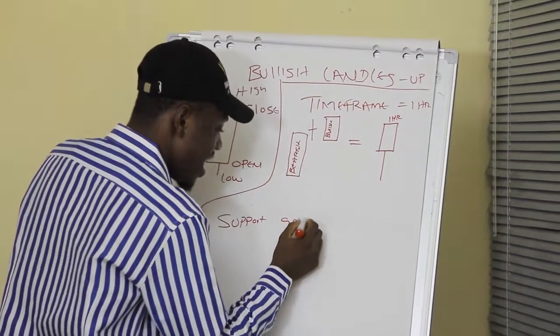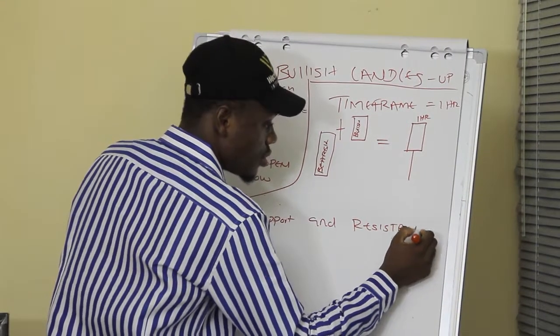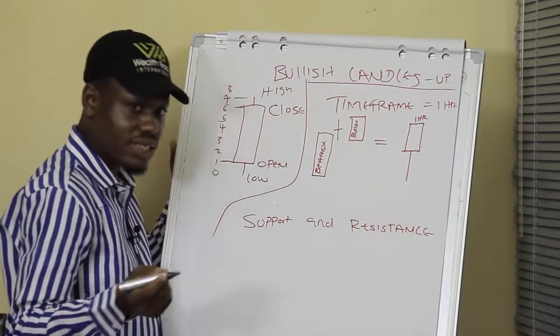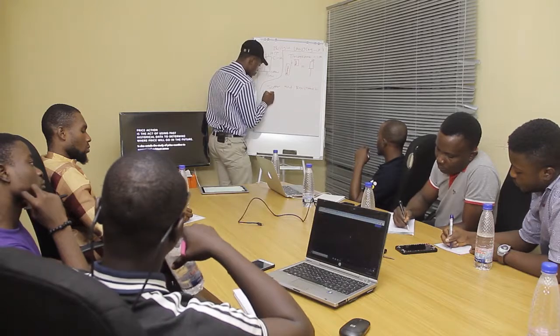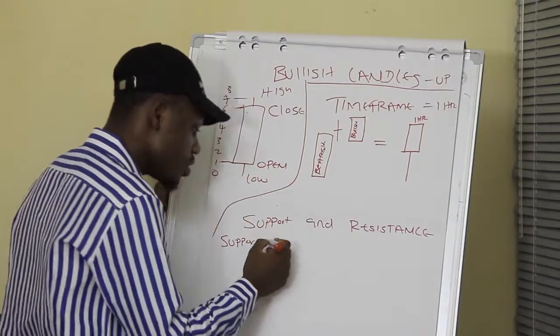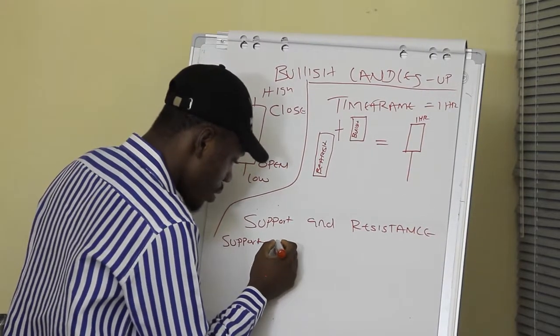Support and resistance. Okay, let's talk about support first of all. Another name for support is demand zone.